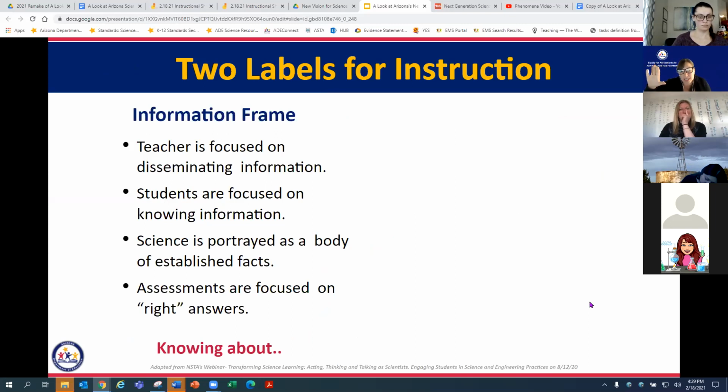On the one side is the information frame, which is our old standards, the performance objectives. They were focused on putting the teacher out there as the disseminator of information. Students are the receivers of that information. And that's kind of it. It's about memorization and rote facts. And students are just focused on knowing that stuff. Science is really just portrayed as a body of facts. And assessments are focused on right answers. This is the knowing about side.